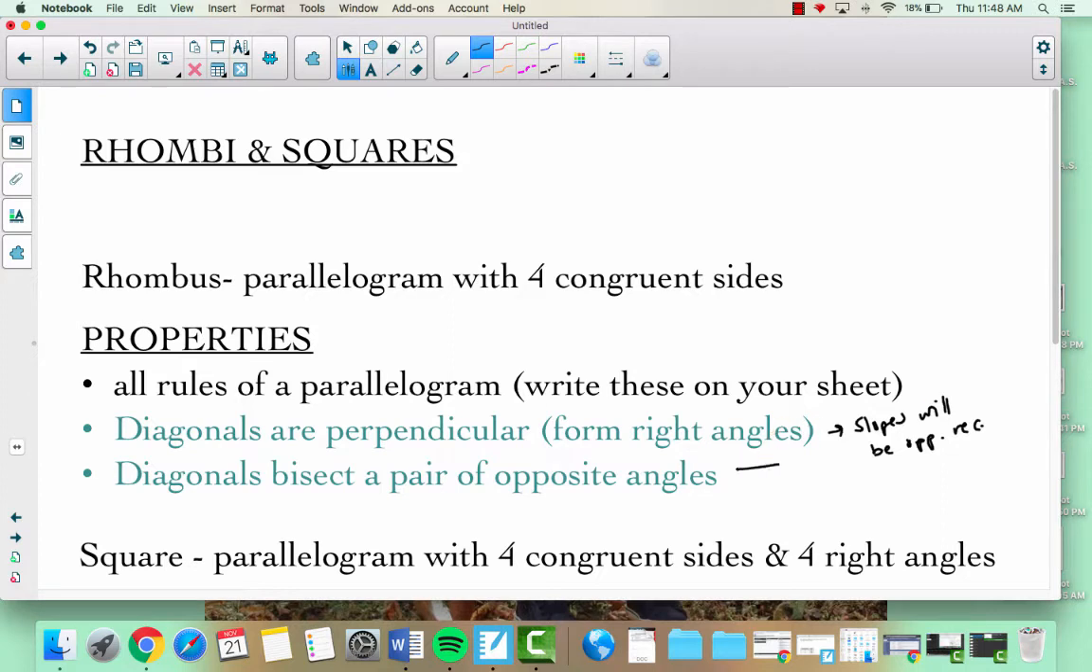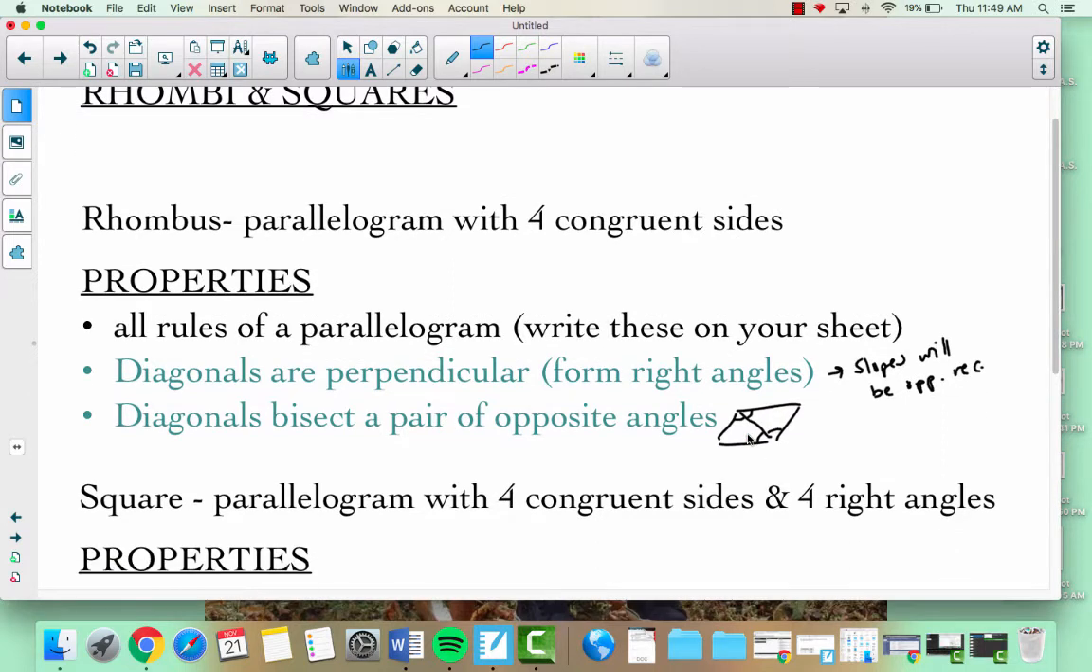What that basically means is if I have a rhombus here and I draw the diagonals in, then that means that the two angles that are split, those are going to be the same, and then these would be the same. So it basically cuts each of the angles in half. So just be careful there.